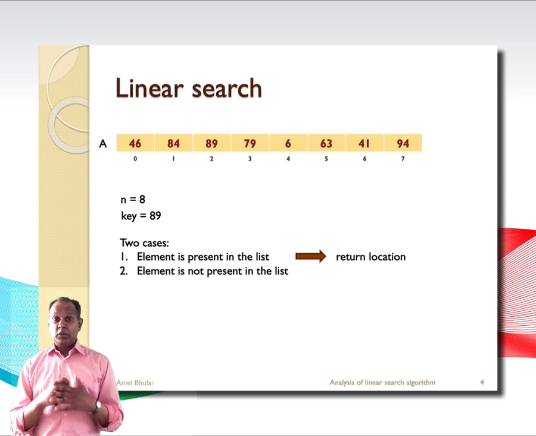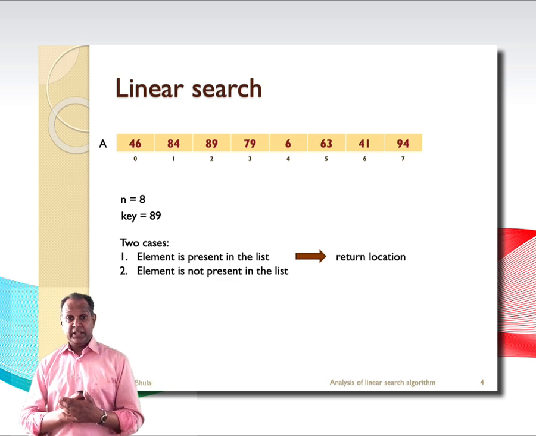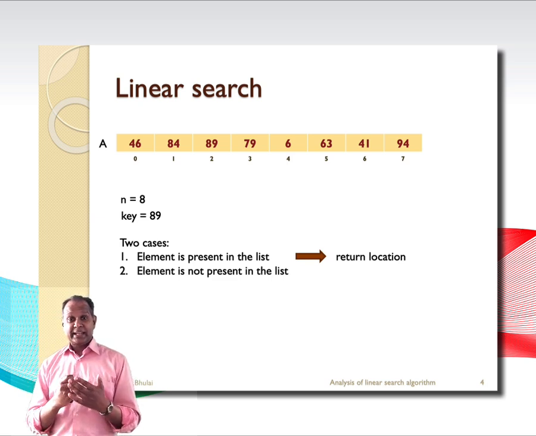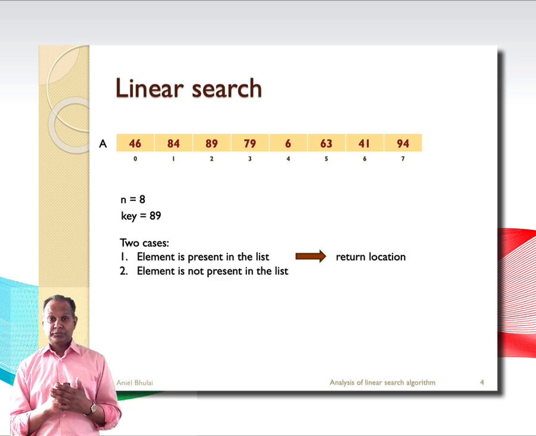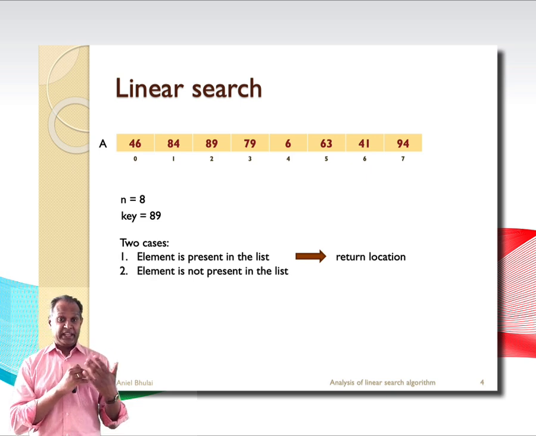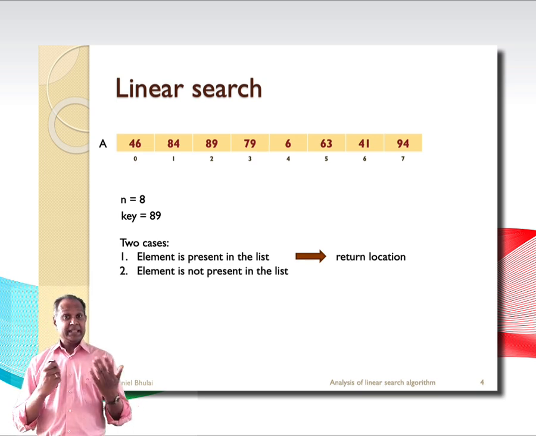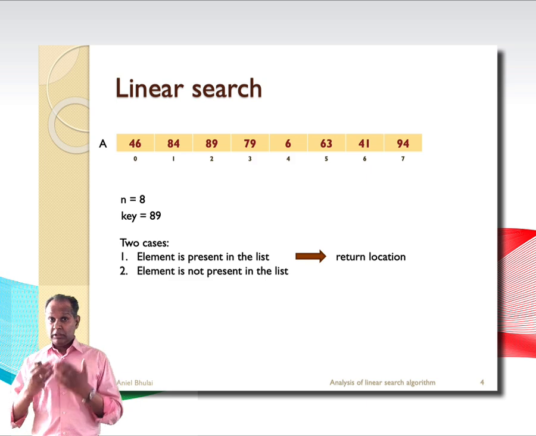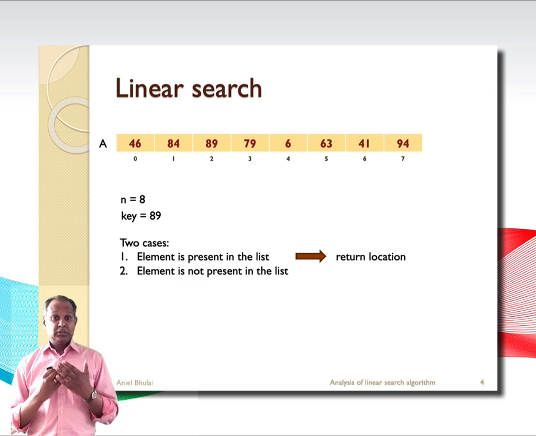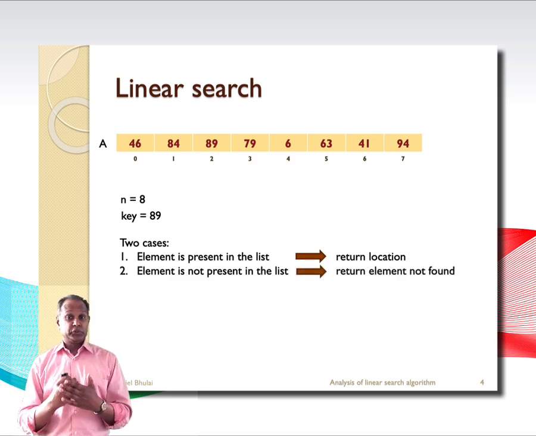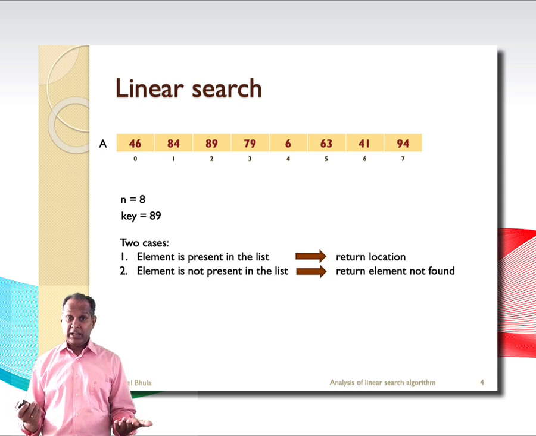In our case, we are looking for number 89. So this is at index number 2. This is the third position. So we can have the algorithm return either the index number or the position. Both are right. In the second case, when the element is not present, you want the program or the algorithm to return the element is not found.